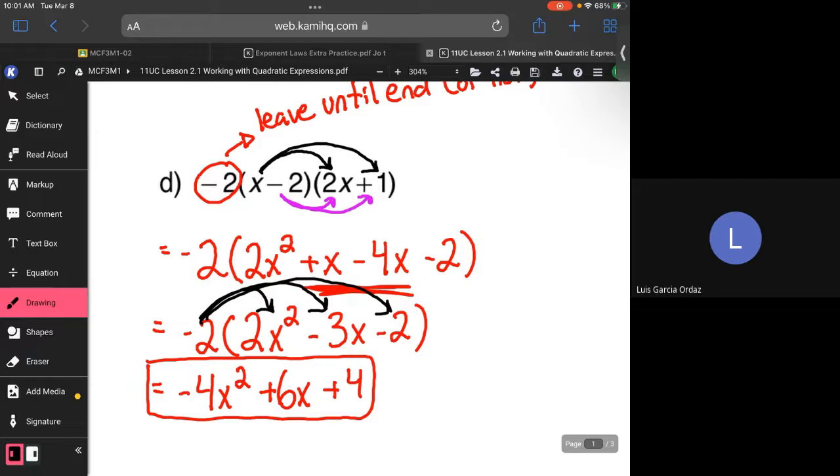Any questions? Wait, so whichever way you do it, like if you FOIL first or if you distribute first, it's going to be the same. It's the same answer. Okay. It's just I don't like doing foiling at the end because I'd rather do it at the beginning.